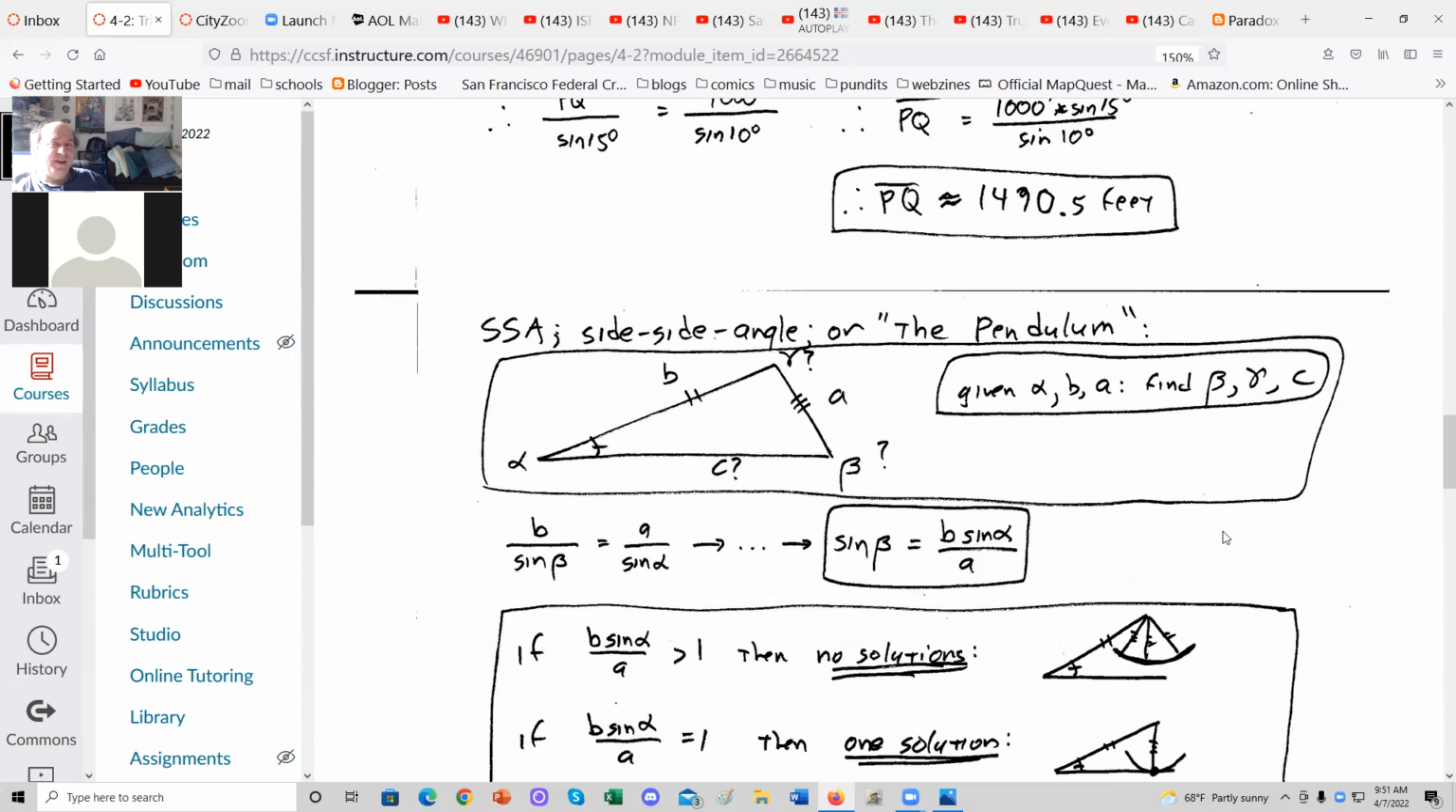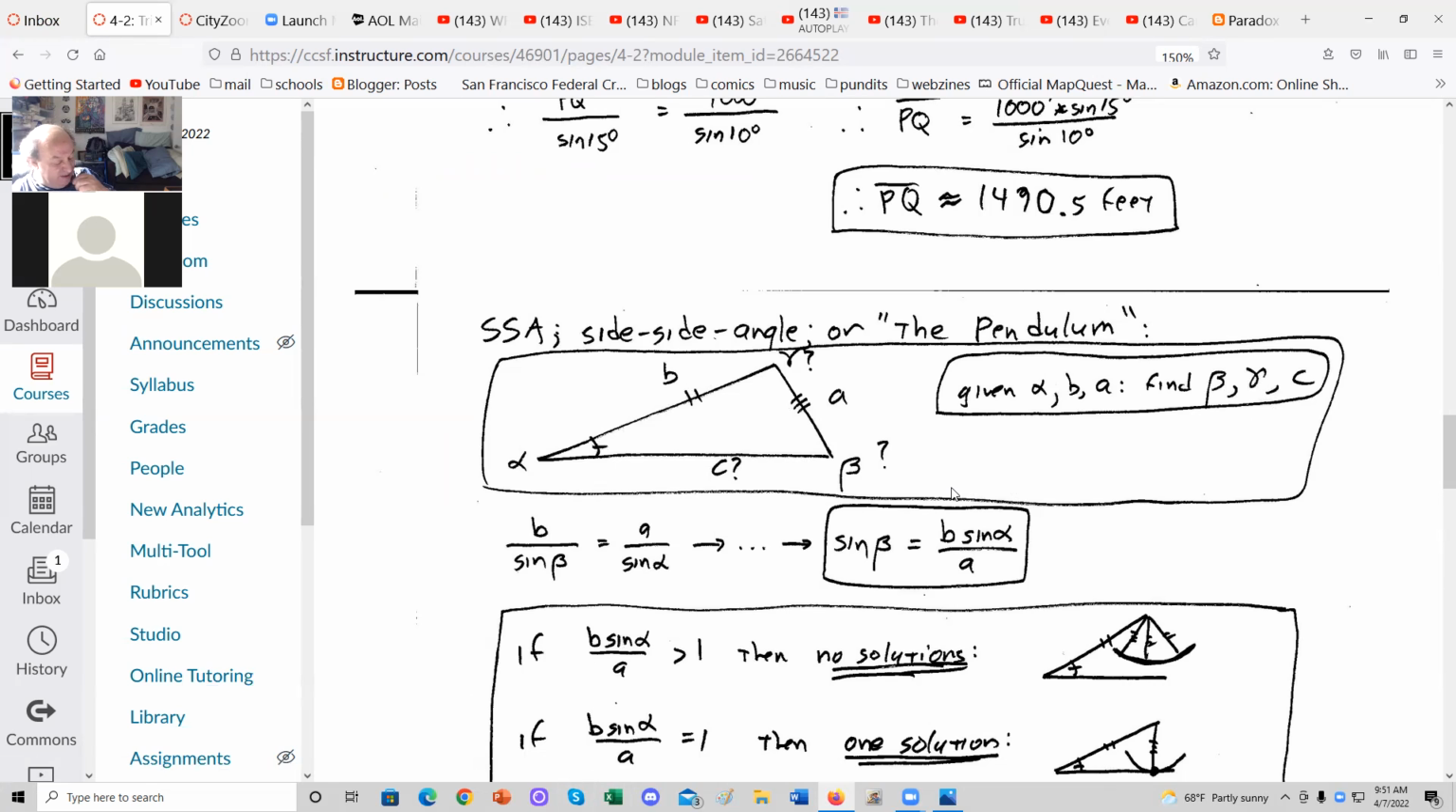Here's a tricky one. This is the side-side-angle problem. Given a triangle where you know two sides and an angle, what are the other two angles, and what's the remaining side? I call it SSA, although you could call it angle-side-side, but for obvious reasons, I don't call it that. So given alpha, B, and A, find beta, gamma, and C.